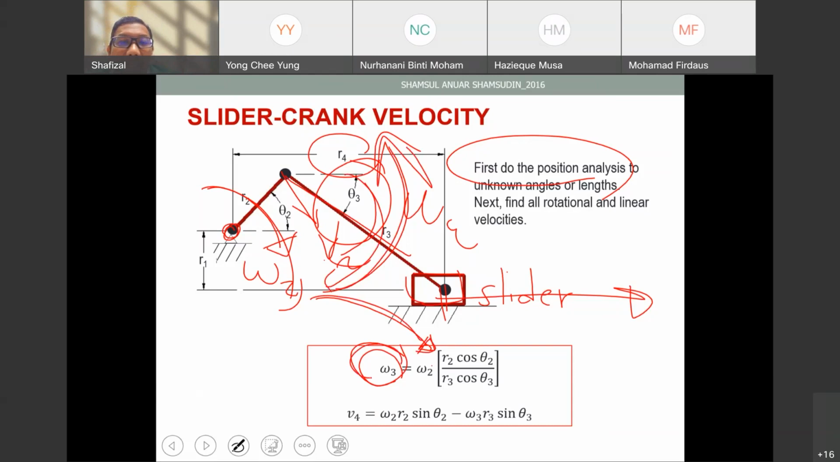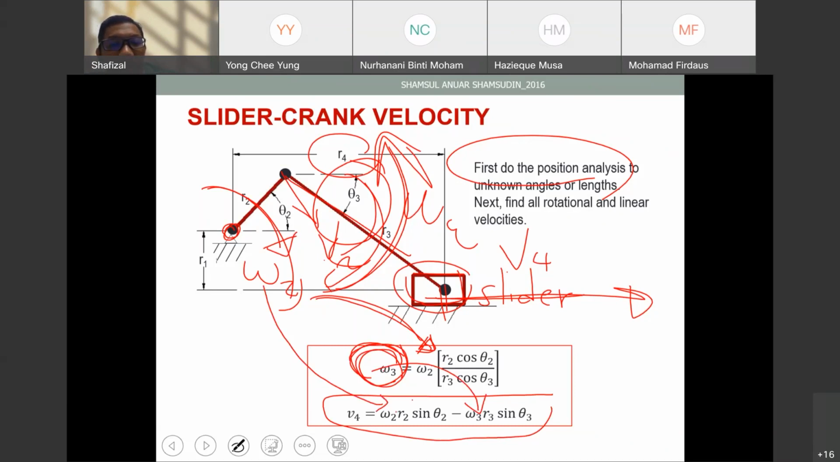And then based on that, bila dah tahu omega 3, we can find V4. This is number 4, right? The slider is number 4. Then we can find the velocity of the slider using this equation, dengan syarat kita mesti ada omega 3. When we know omega 3, just put into this equation. Omega 2 dah ada, put into this equation. R kita dah cari, R2 given, selalu dia given.